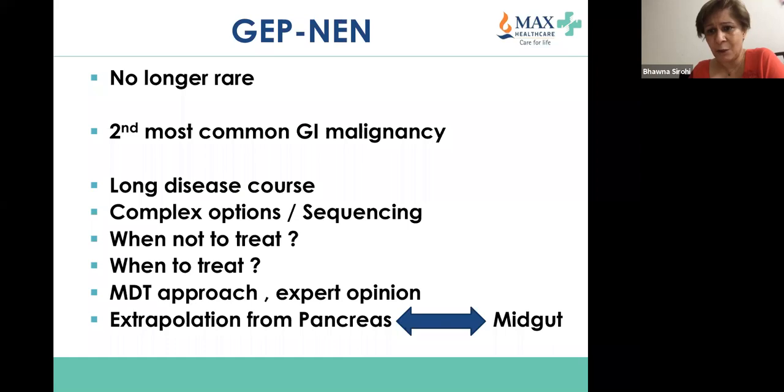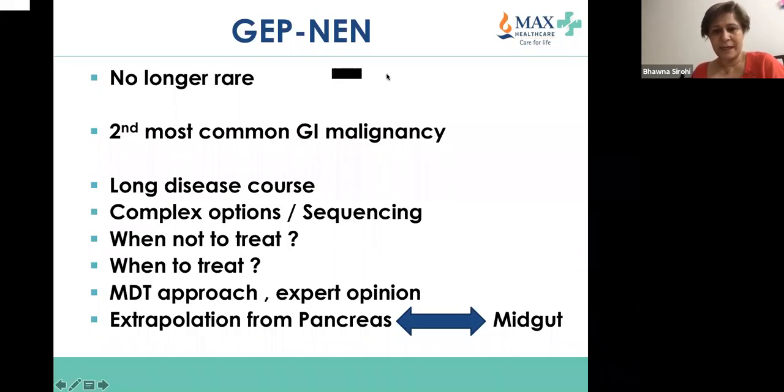They have a long disease course. So all the treatment that I'm going to discuss today, most of the patients end up receiving all of them or some of them. So how to sequence these treatment options is very important. When to use what and when not to use what. When to treat and not to treat. So neuroendocrine carcinomas or neuroendocrine neoplasms are the only tumors where you have to think whether the patient really needs treatment, because watch and wait and observation is also a very good option for some patients.